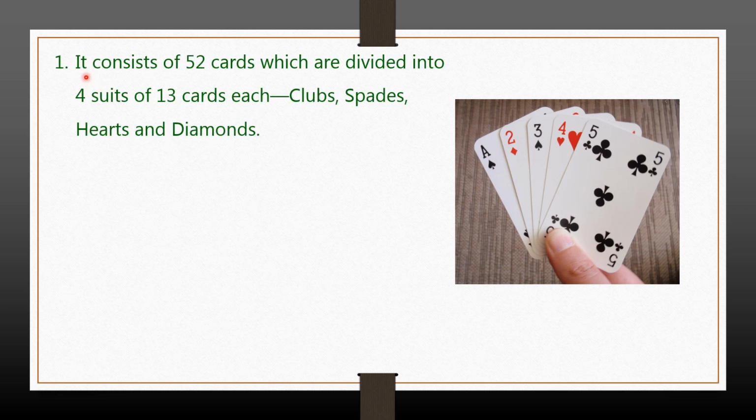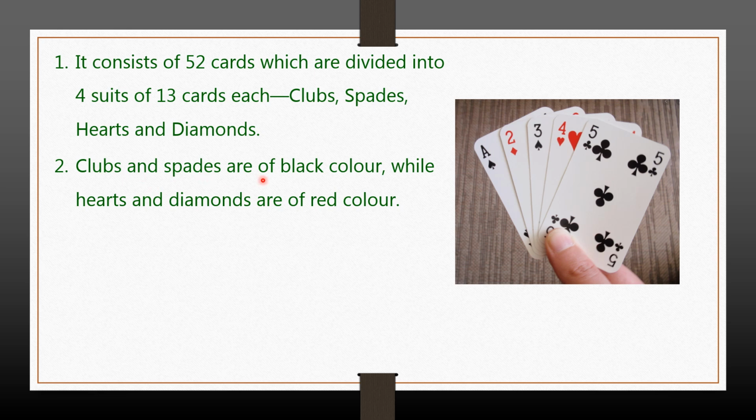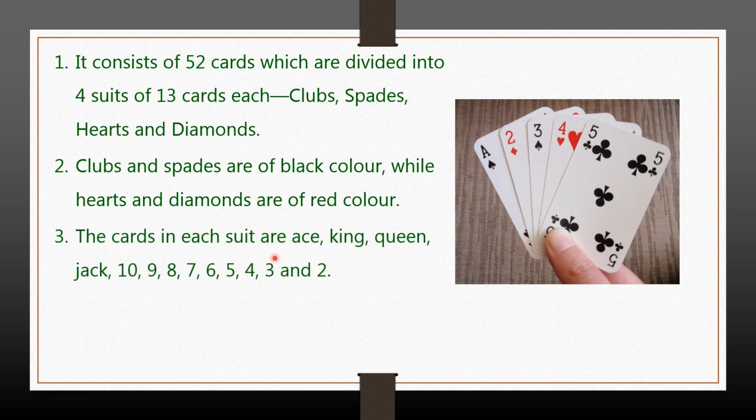Now overall, what will you have? It consists of 52 cards which are divided into 4 suits of 13 cards each. The suits are called clubs, spades, hearts, and diamonds. Clubs and spades are of black color, while hearts and diamonds are of red color. The cards in each suit are Ace, King, Queen, Jack, 10, 9, 8, 7, 6, 5, 4, 3, and 2. Kings, Queens, and Jacks are called face cards.